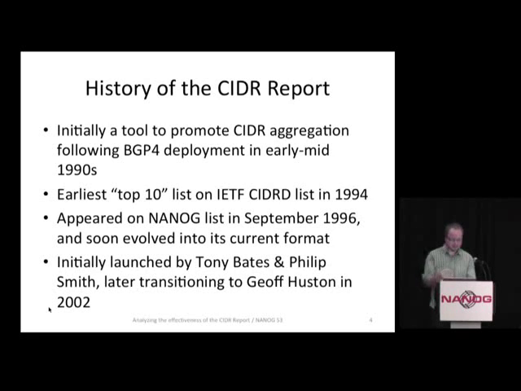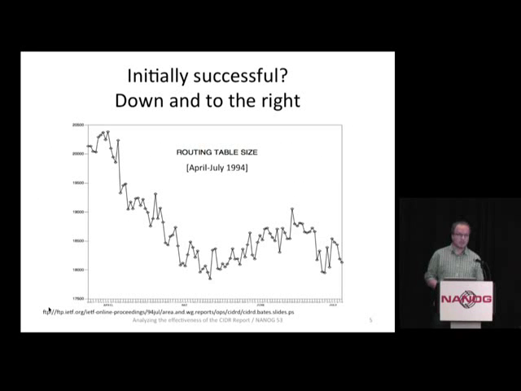The earliest CIDR report was in the form of a top 10 list that appeared on the IETF CIDR deployment list. The earliest one I found was around 1994. It moved to the NANOG list in September 96, and has basically been unchanged since then. It was initially launched by Tony Bates and Philip Smith of Cisco, and later moved to Geoff Huston's stewardship in 2002. So anecdotally, did it work, way back in the day?